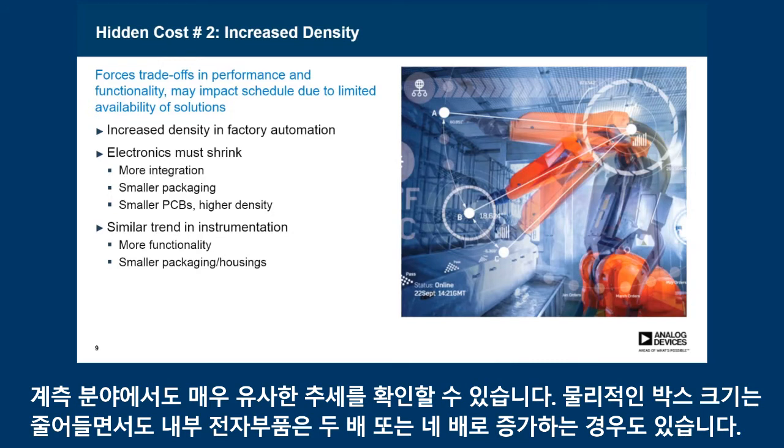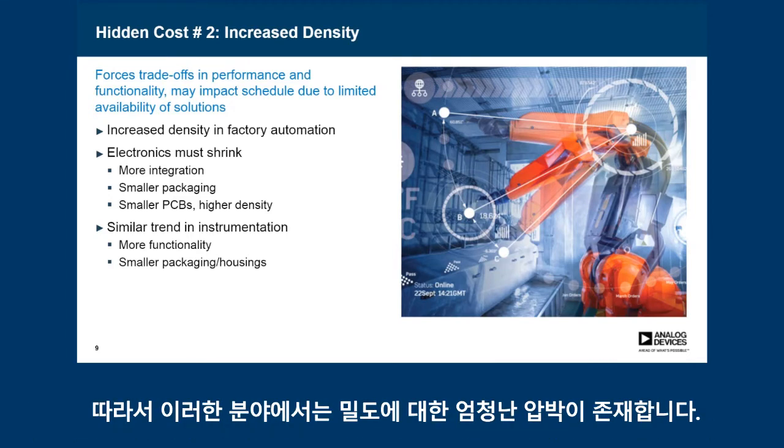We're seeing a very similar trend in instrumentation. In some cases, the physical box size is shrinking while the electronics content is doubling or even quadrupling in some cases. So there's a really massive push towards density in some of these areas.